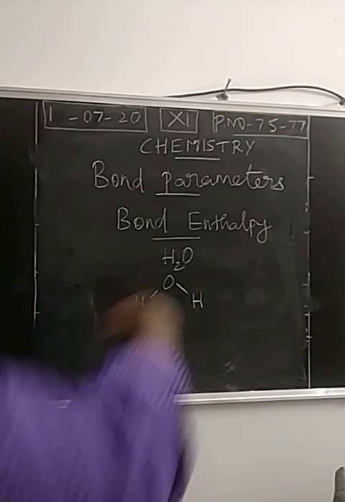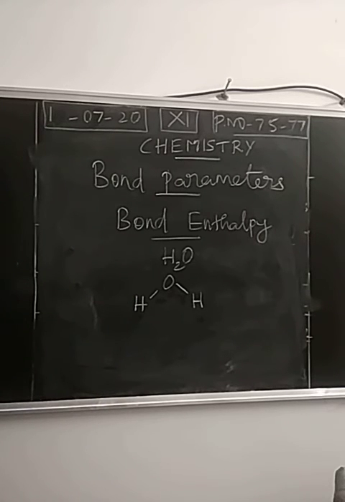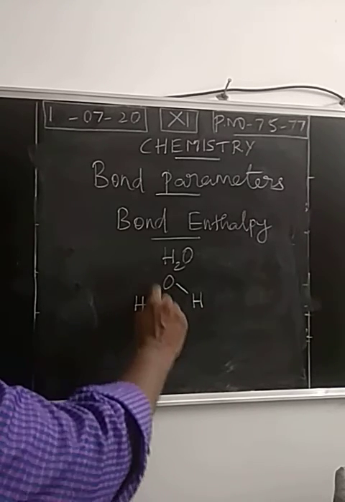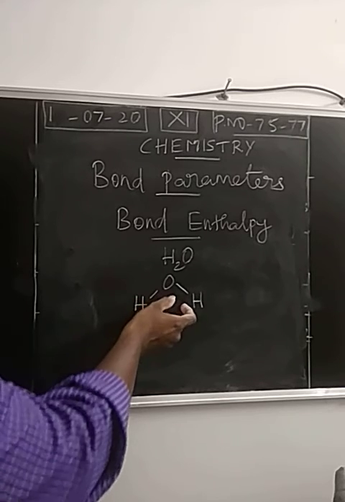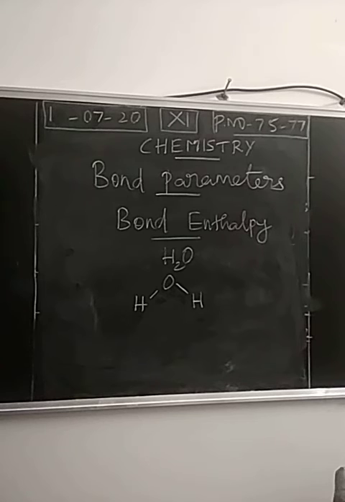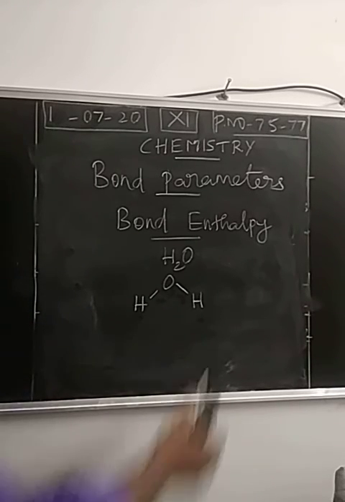So in the case of a polyatomic molecule, bond enthalpy is always expressed in terms of average bond enthalpy value. As a total, how much energy is required. We need a bond enthalpy to break this bond, and we have a bond enthalpy value to break this bond. You just take the average of these two values. So average bond enthalpy will be expressed for a polyatomic molecule, right?